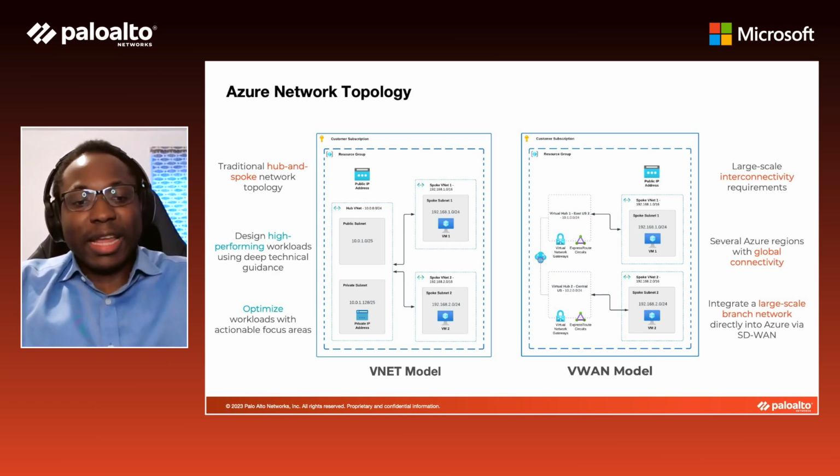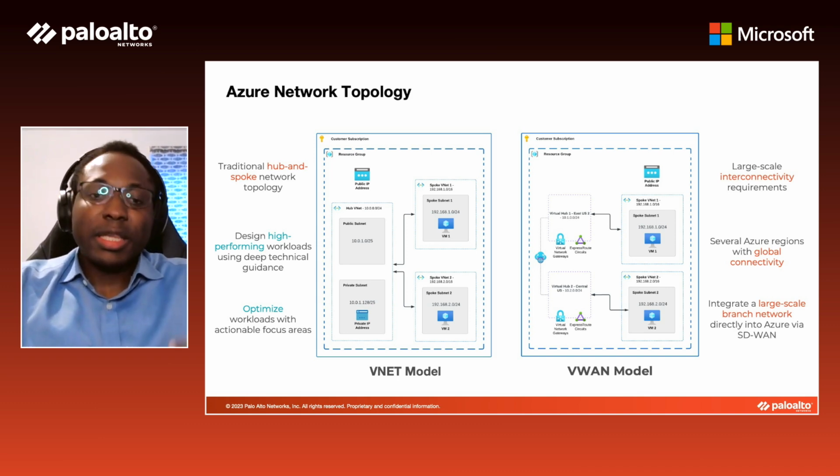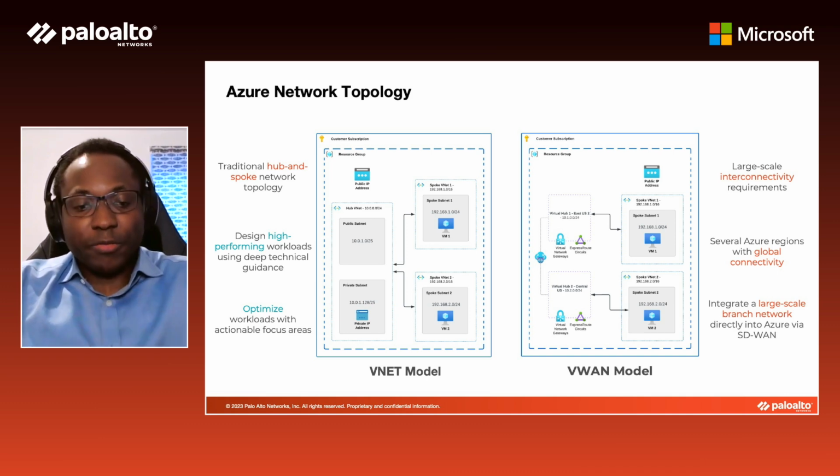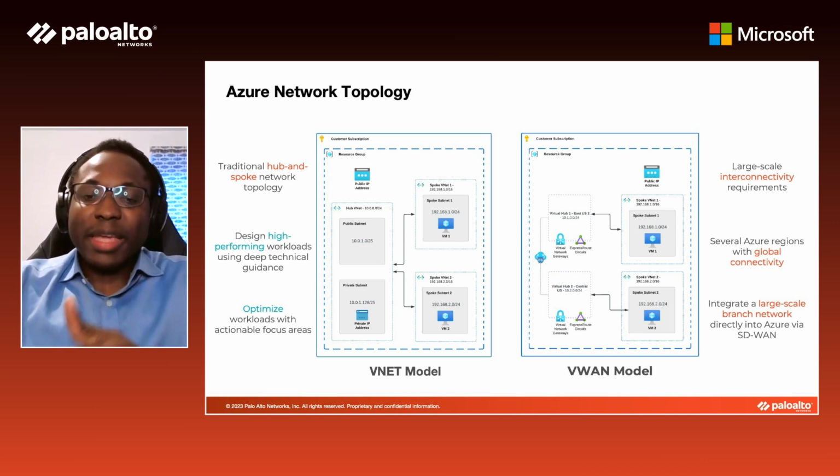For example, if an organization has the intention to deploy resources across several Azure regions with global connectivity, this is the model to go for. The VNet model is preferred when an organization needs to implement a traditional hub and spoke network topology and full mesh connectivity is not required.